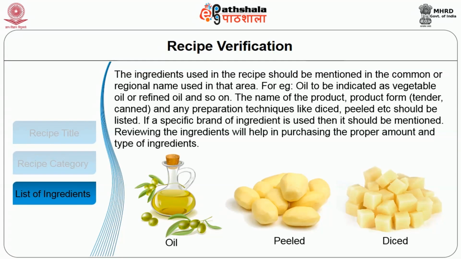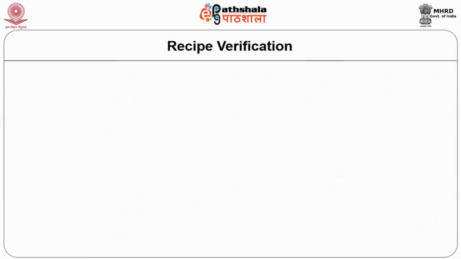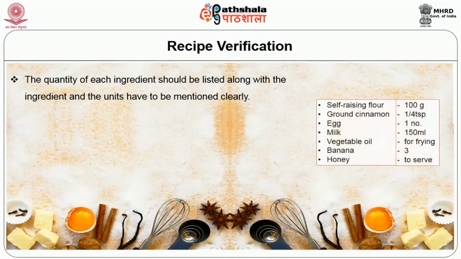List of ingredients. The ingredients used in the recipe should be mentioned in the common or regional name used in that area. For example, oil to be indicated as vegetable oil or refined oil and so on. The name of the product, product form and any preparation techniques like diced, peeled, etc. should be listed. If a specific brand of ingredient is used, then it should be mentioned. Reviewing the ingredients will help in purchasing the proper amount and type of ingredients.